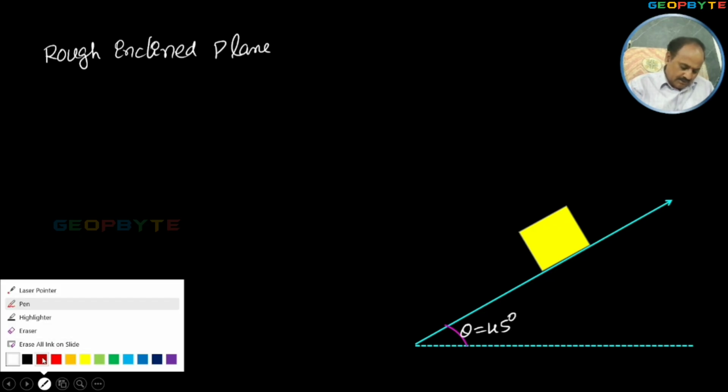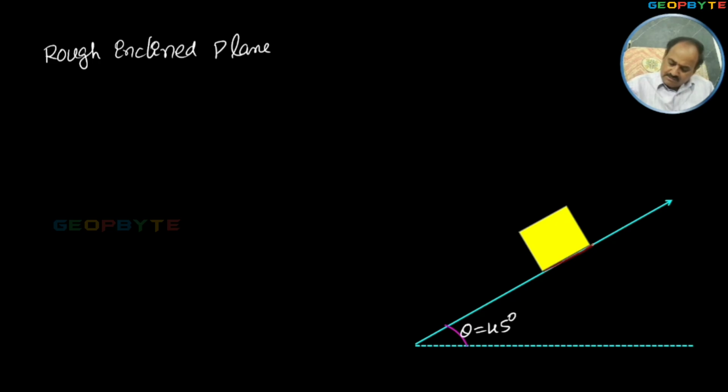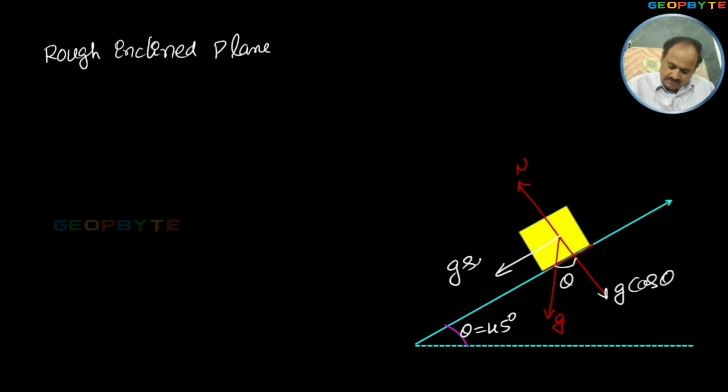Then again, this is the contact surface. Listen carefully, I am trying to explain each and every point. This is the normal reaction. Then this is the center of gravity, through the center of gravity, this is the G. Look at the theta value, theta equal to 45 degrees. This is g cos theta, g sin theta. Since it is a rough inclined plane, this is the direction of motion. Then the frictional force acts opposite to that, right?